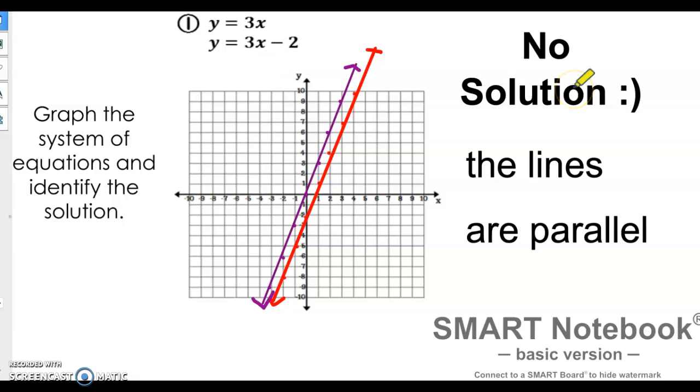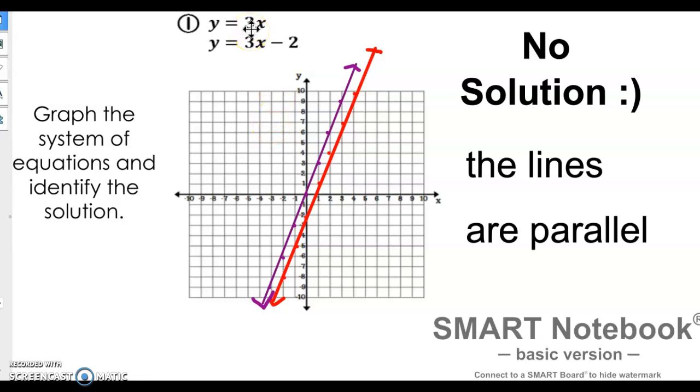All right, so this says graph the system of equations and identify the solution. So a system of equations is two or more equations with the same variables. So here we have two equations, y equals 3x and y equals 3x minus 2. Those equations have the same variables. Our variables here are x and y. So these are the equations of lines.